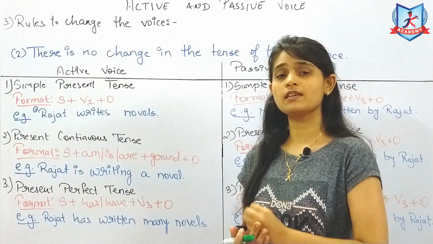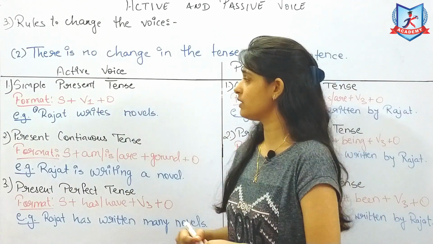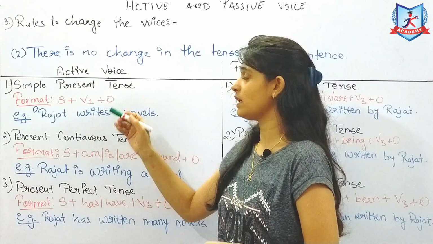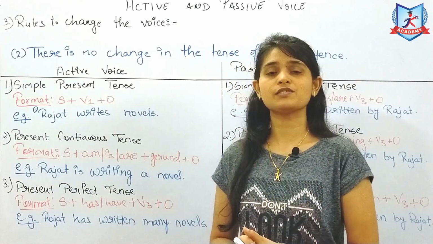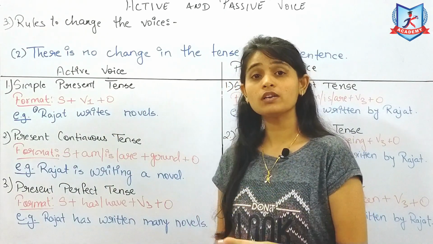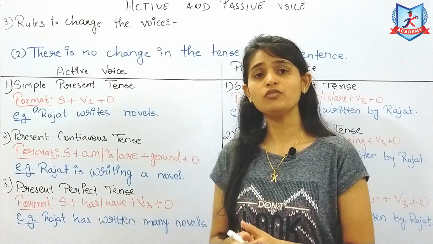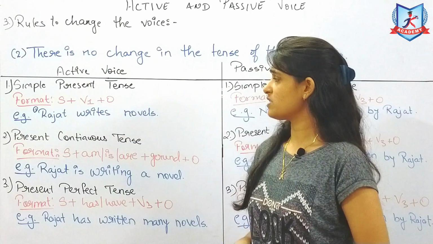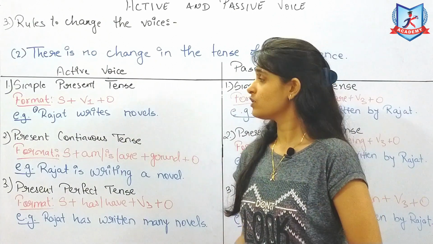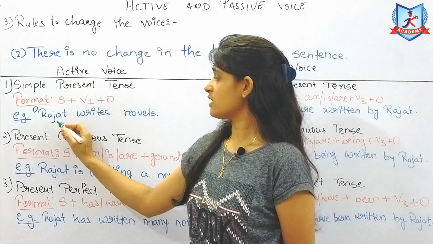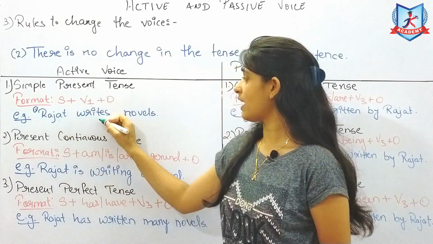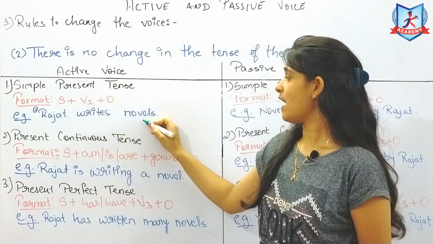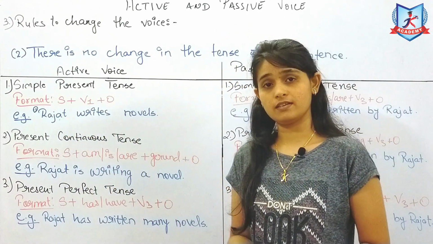सिंपल प्रेजेंट टेंस की एक्टिव वॉइस में फॉर्मेट होती है सब्जेक्ट प्लस V1 प्लस ऑब्जेक्ट. V1 मतलब बेस फॉर्म ऑफ द वर्ब, दैट वी हैव ऑलरेडी लर्नड इन आवर वीडियो ऑफ टेंसेस. For example, Rajat writes novels. So in this case, Rajat is the subject, writes is the V1 form of verb, and novels is the object.